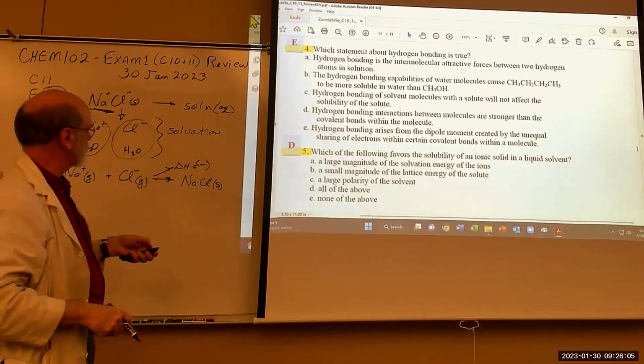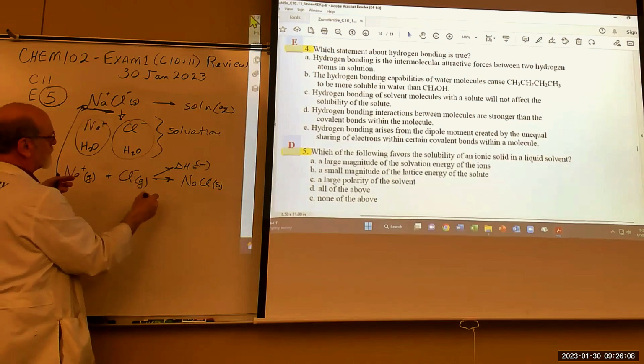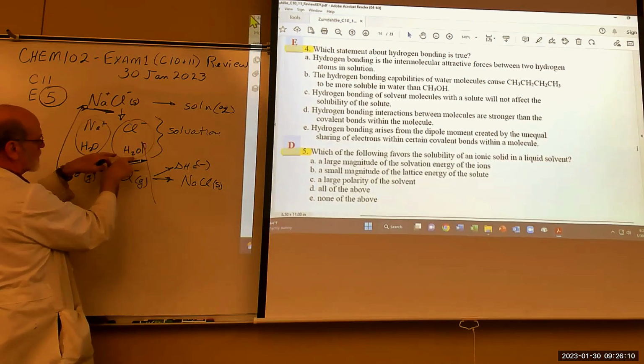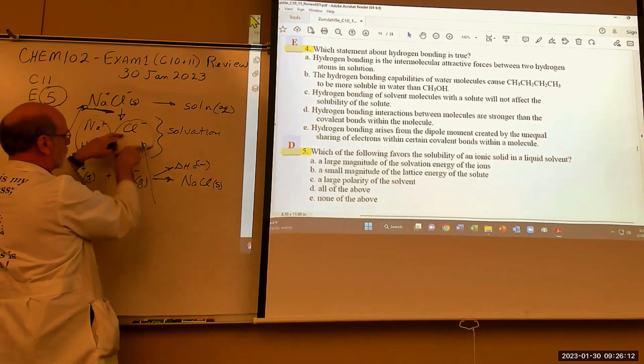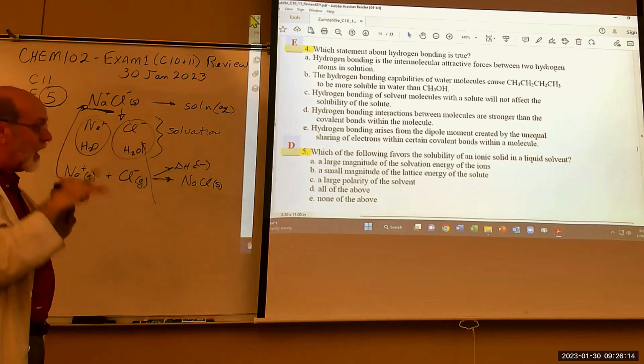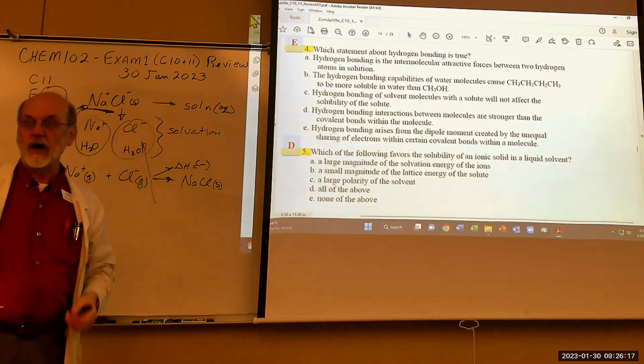A large polarity of the solvent. Well, yeah, that fits in here. Right? Large polarity here means that these bonds are going to be very strong. So all of the above are true. All three of those are true.